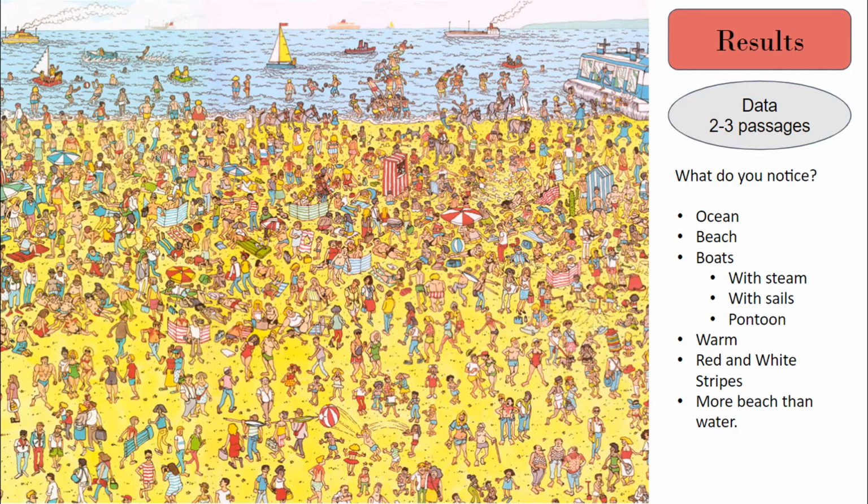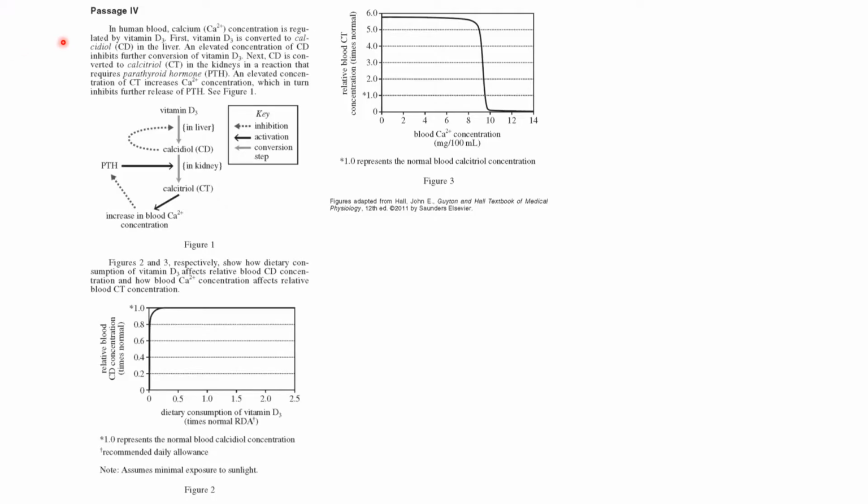Seconds. So this is passage 4. Okay, this passage is a data passage. Again, look quickly at the variables and get to the questions within 10 to 15. So this passage tells how human blood calcium concentration is regulated by vitamin D. Looks like the process is described here.